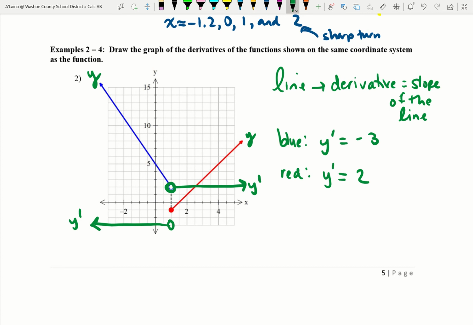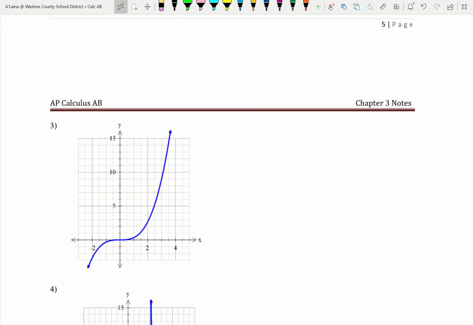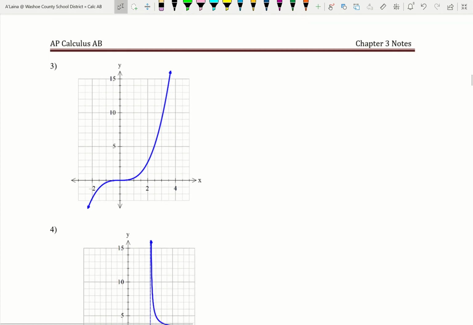Well, what if we're not just looking at lines? What if we have a curve? Now at this point, we are sketching. We are drawing a sketch. We are not going to be able to draw a super accurate graph from this. We do not have the tools yet. We also do not have maybe enough precise information in order to do a really great job of this.